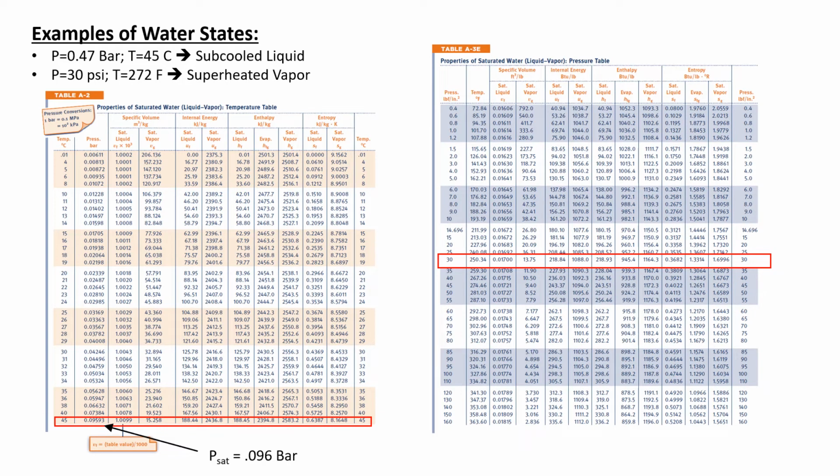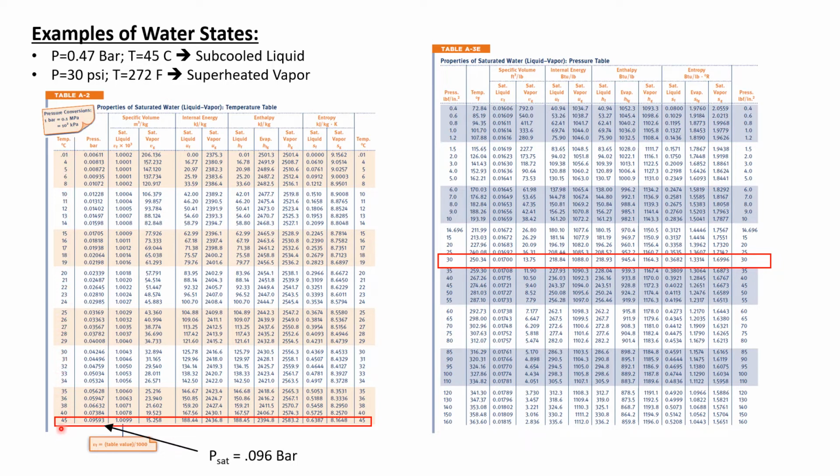Let's do a problem to illustrate what we just talked about. I have some water at two different states. Let's look at the first one. The pressure is 0.47 bar, and the temperature is 45 degrees C, and I want to determine what state it's in. So I'm going to look in the saturated water table. Now, I'm not going to find a pressure in the table of 0.47 bar, but I will find a temperature of 45 degrees C.